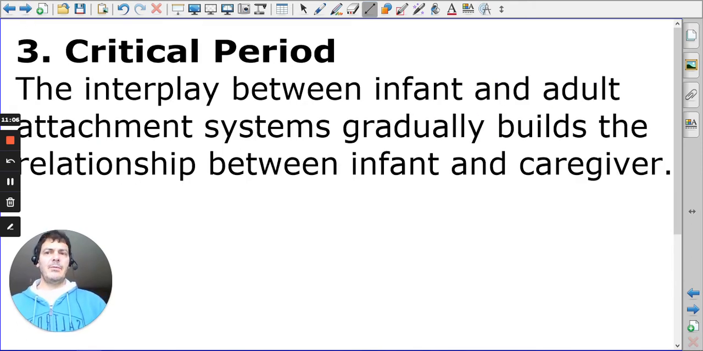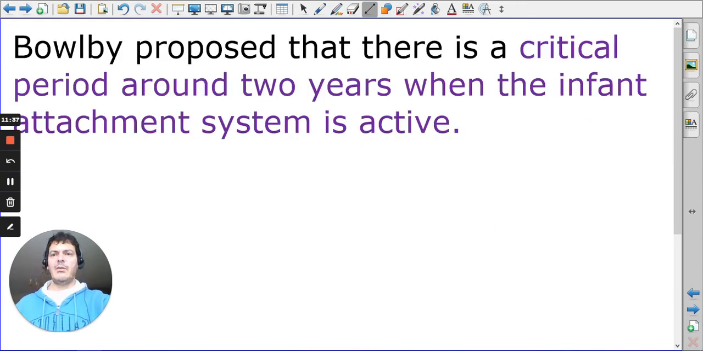The next part that we need to look at in terms of what we're confirming from both Lorenz and Harlow is this idea of critical period. So he borrows directly from them and develops his understanding of it. It says that the interplay between the infant and adult attachment system gradually builds. Okay, so he is quite ironically also about sensitivity, saying that interplay is about recognizing what the child needs. But then he goes on to say that there is a critical period around 2 years.